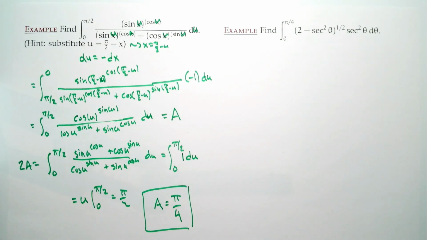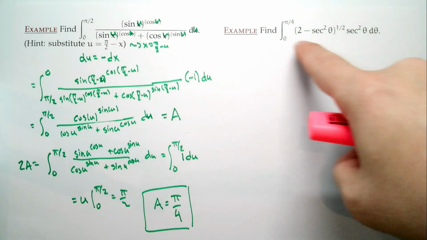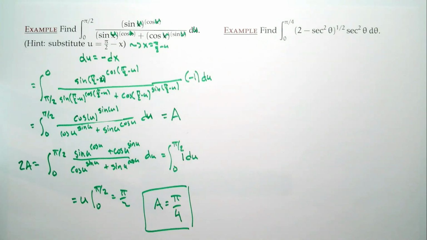So, do we see a substitution? Now, you might say, okay, 2 minus secant squared. Well, the derivative of 2 minus secant squared would be negative 2 secant squared theta tangent theta. Close, but not what we have on the outside. But it was really close.